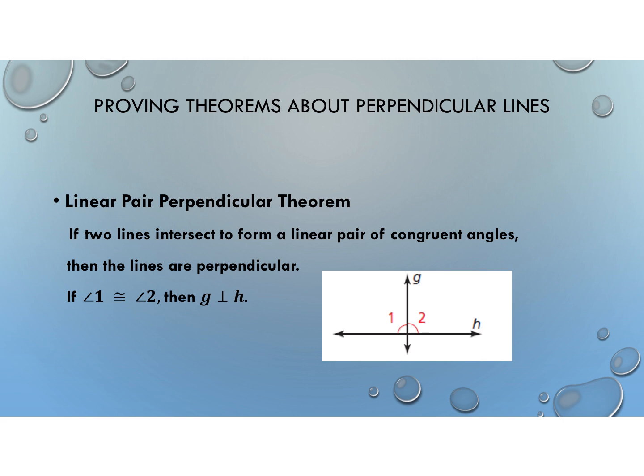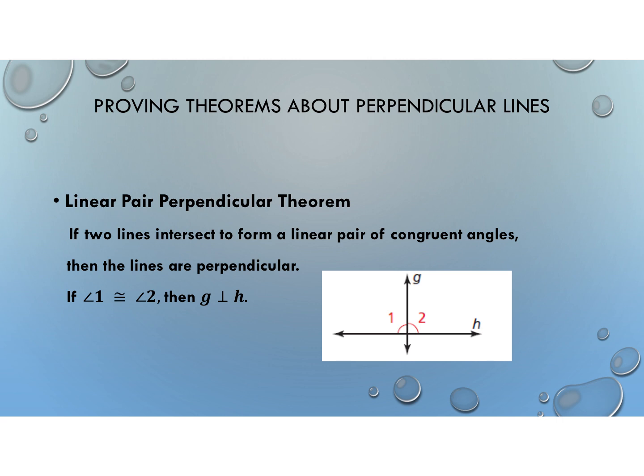Proving theorems about perpendicular lines. So we have the linear pair perpendicular theorem. This says if two lines intersect to form a linear pair of congruent angles, then the lines are perpendicular. So if angle 1 and angle 2 are congruent, then line G is perpendicular to line H.